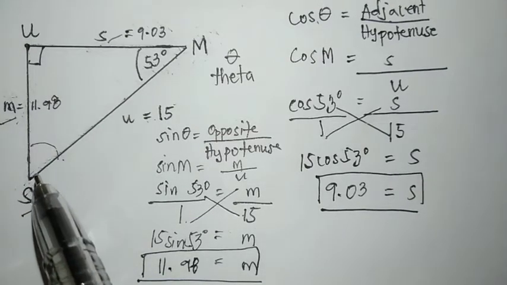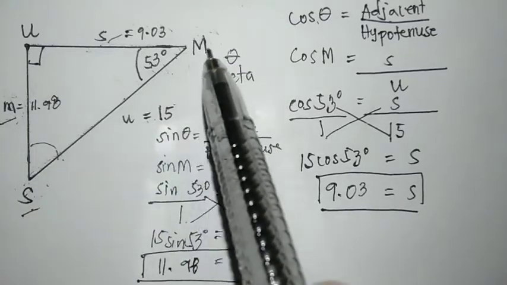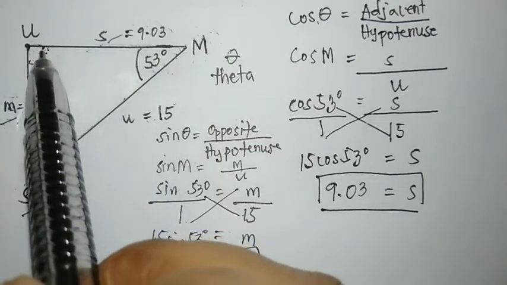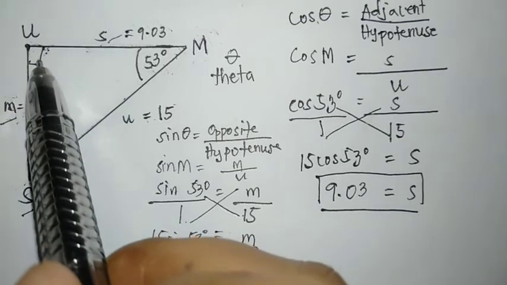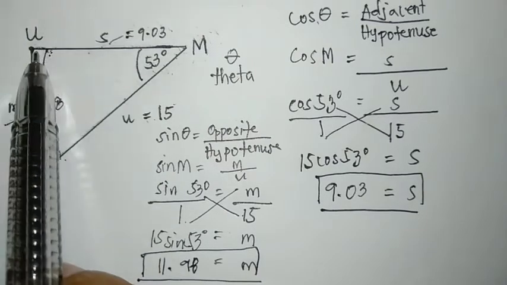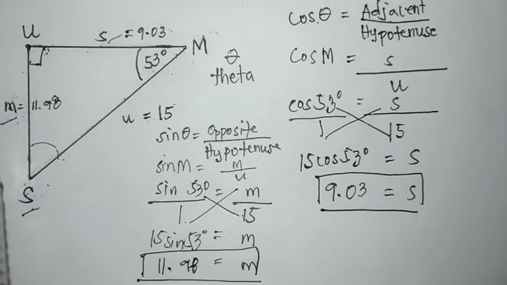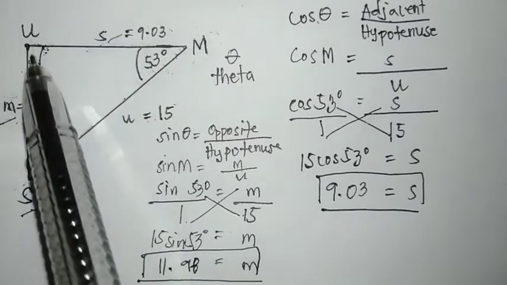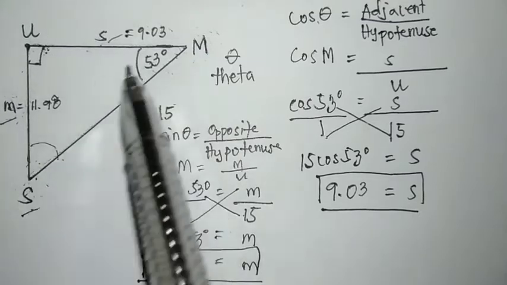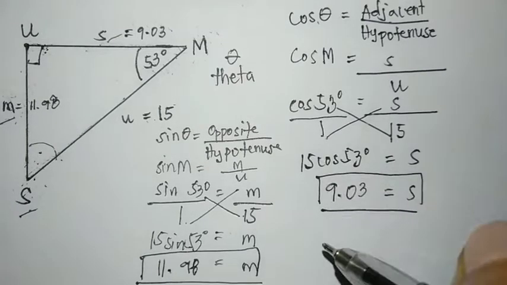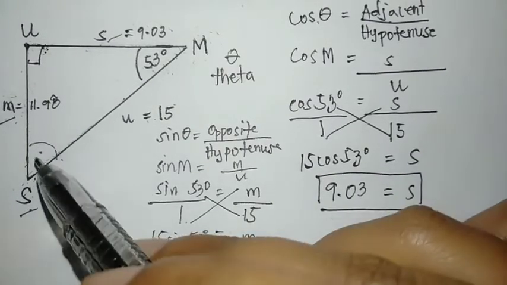Angle S is missing. Hindi pa natin alam yung measurement niya, while si angle theta is 53 degrees. Given kasi yon. Automatically, itong angle na to is 90 degrees, kasi this angle is a right angle. Ang measurement ng buong triangle is equal to 180 degrees. Kung ito ay 90 degrees, kasi right angle to, therefore, ang total ng dalawang to is equal to 90 degrees. Kasi we have 90 plus 90, which is equal to 180.